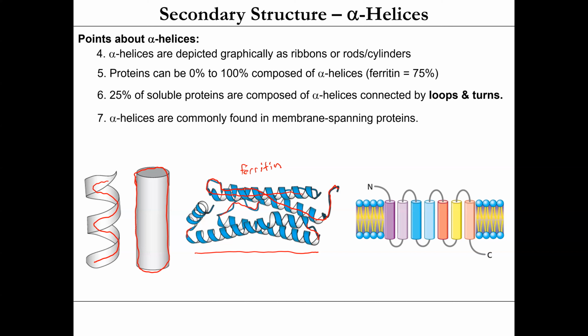And then alpha helices are also commonly found in membrane-spanning proteins. So this is a receptor called a 7-transmembrane domain receptor or a G-protein coupled receptor. And you can see from the N-terminus to the C-terminus, it basically has a loop, alpha helix that spans the membrane, loop, alpha helix, loop, alpha helix, and it does that 7 times. So these alpha helices will span the entire membrane and be composed of hydrophobic amino acids on the side chain. So just a few more points about alpha helices.